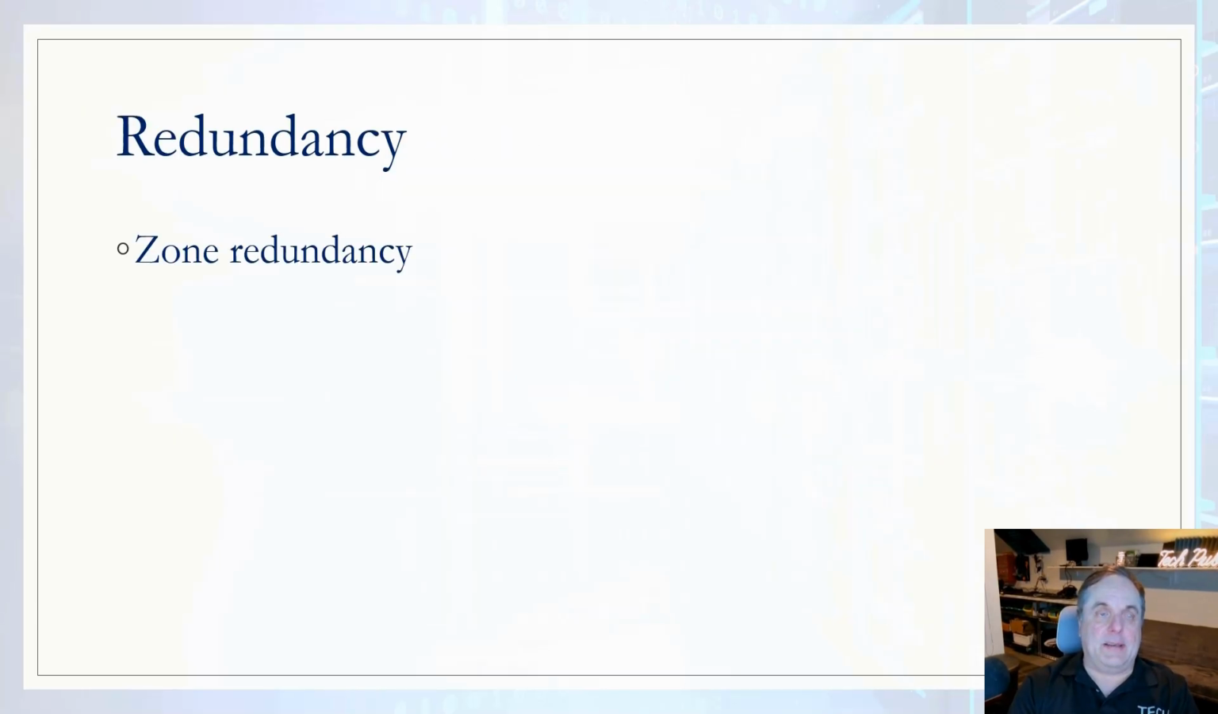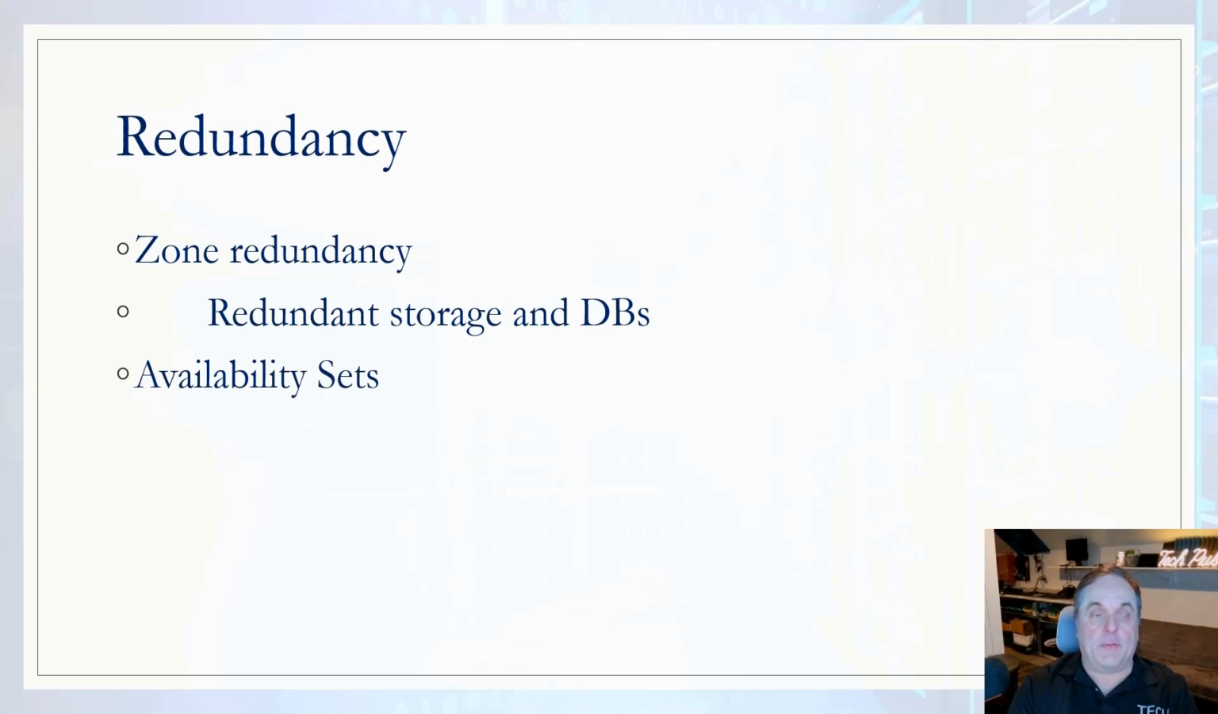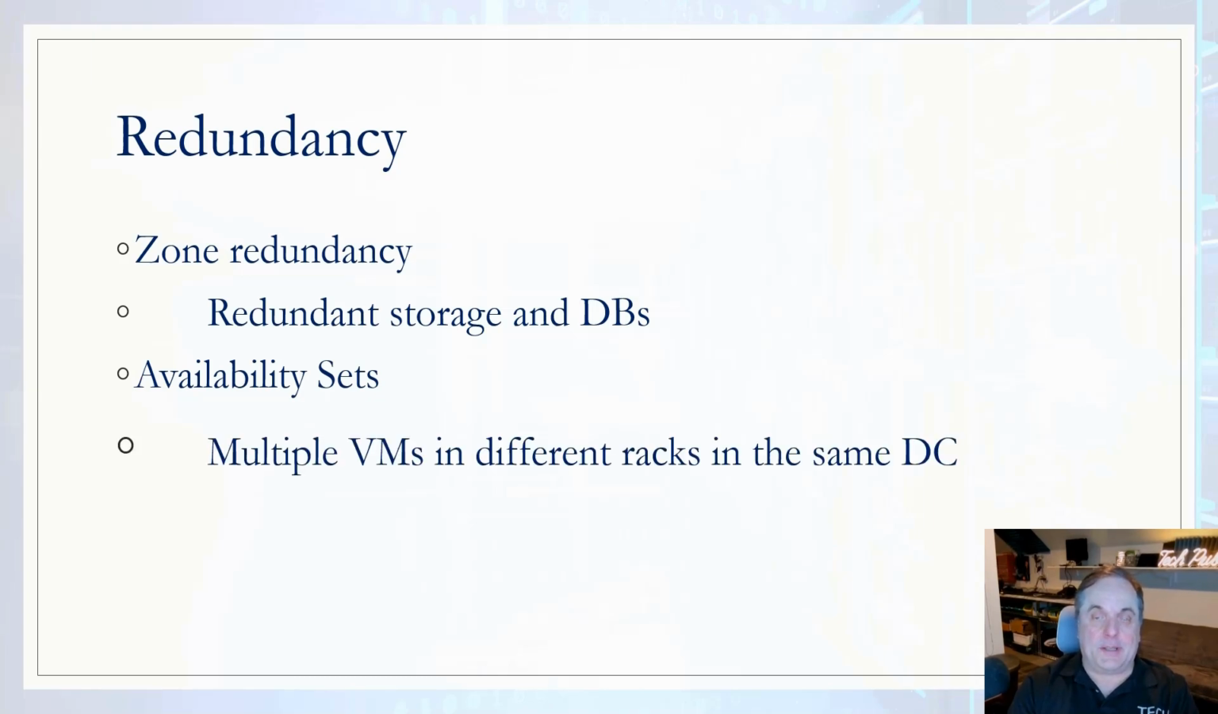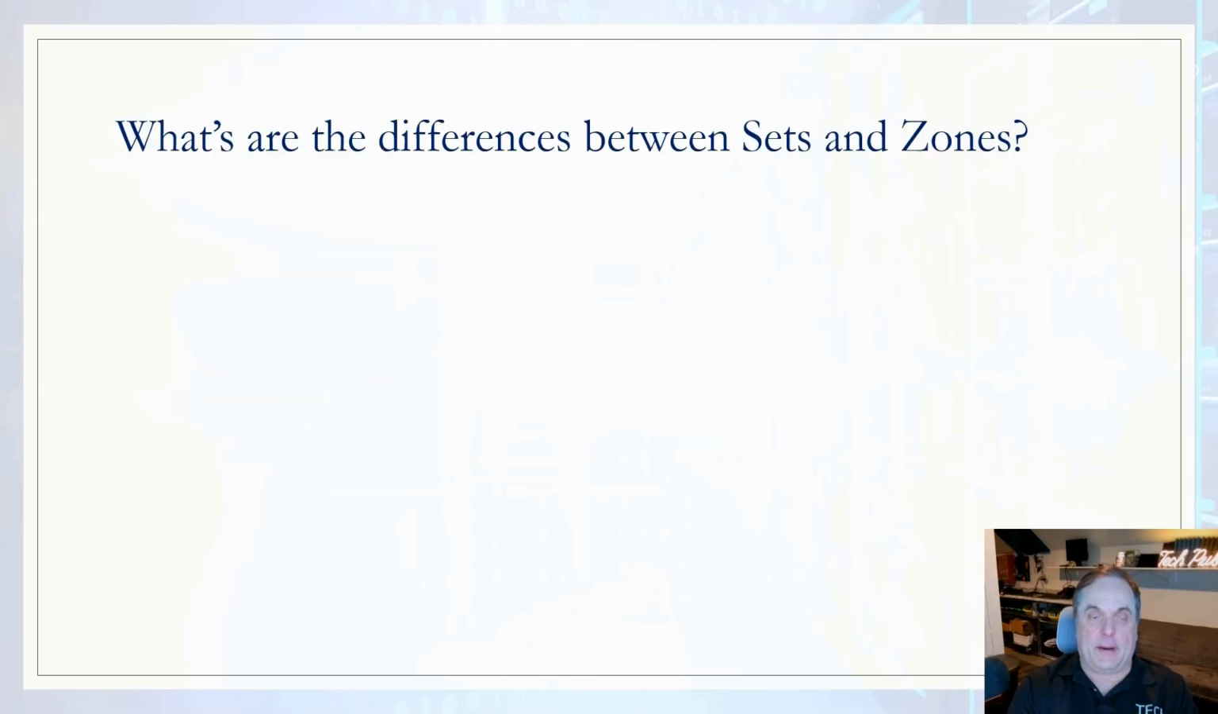Now let's talk about redundancy, zone redundancy. You've got redundant storage and databases. When you have availability sets, you have multiple virtual machines in different racks in the same data center. What that means is you have hosts sitting in different racks, hosting Hyper-V virtual machines, and the high availability is just going to be for the host itself. So if there's a problem with the entire data center, then this will not help you. But if you have a problem with just the host, then it does add high availability there.